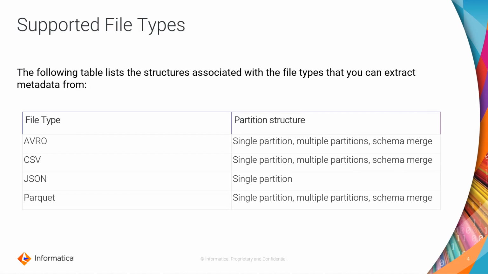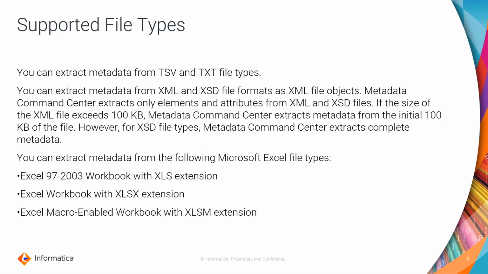Below is the list of structures associated with the file types that we extract metadata from into CDGC. The file types are AVRO, CSV, JSON, and Parquet, and we support the partition structures as mentioned in the table. We also support extracting metadata from TSV and text file types. We can also extract metadata from XML and XSD file formats, and both are extracted as XML file objects. We can only extract elements and attributes from XML and XSD files.